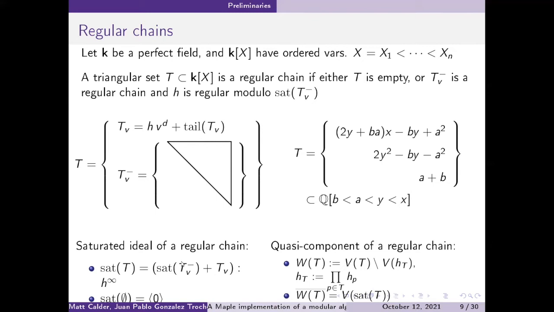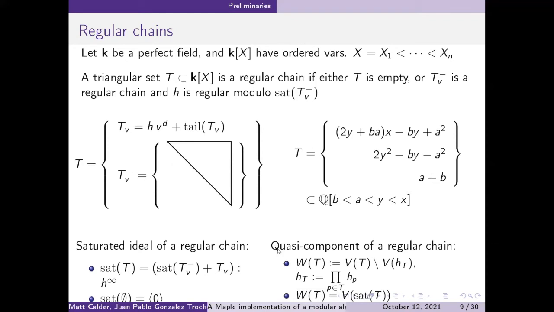As an example of this, we have here T. We can see that the main variable of the first equation is x, the main variable of the second equation is y, and the main variable of the third equation is a. This is a triangular set, and we can check that the initial of the first polynomial, that is 2 times y plus b times a, is regular mod the other two polynomials. And also that 2 is regular mod the third polynomial. So this here is an example of a regular chain.